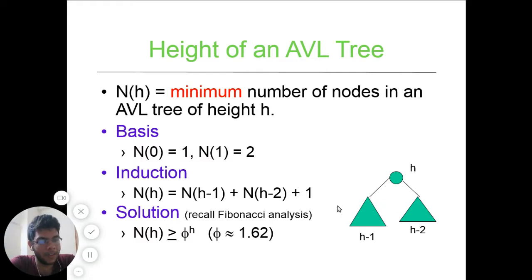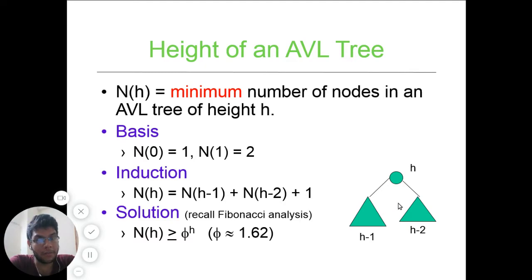That means each of them has height less than or equal to h minus 2, and in that case our tree will have height h minus 1. So at least one of them has height h minus 1, and greater than h minus 1 is not possible, otherwise the tree will have height greater than h. So at least one has height h minus 1.